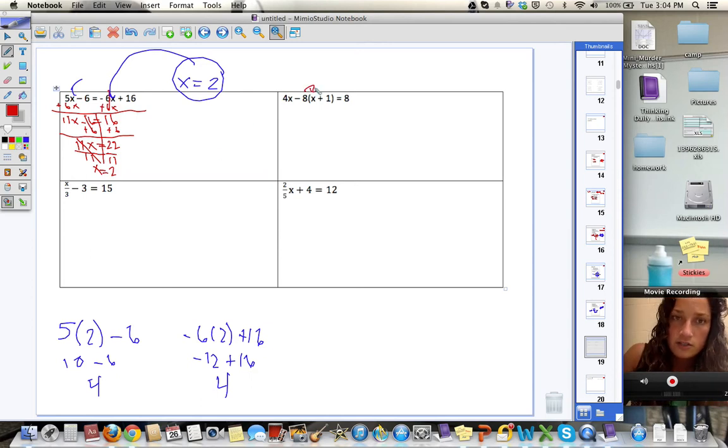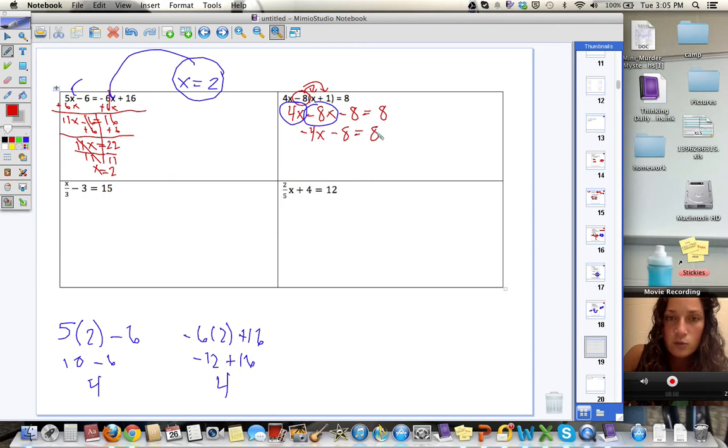Over here, the first thing I'm going to do is distribute. I'm going to get rid of my parentheses. I'm distributing a negative 8. So I'm going to have 4x minus 8x minus 8 equals 8. My next step is I'm going to combine like terms. On this side, I see I have 4x and a negative 8x. I can combine them. So 4x minus 8x is negative 4x. I still have minus 8 equals 8.